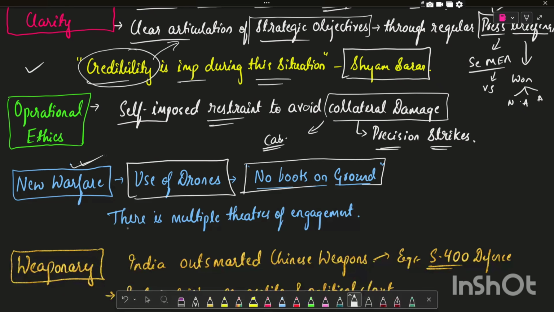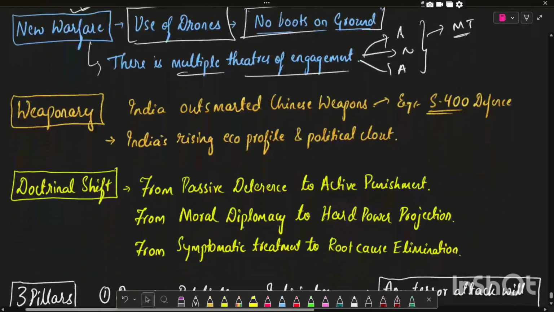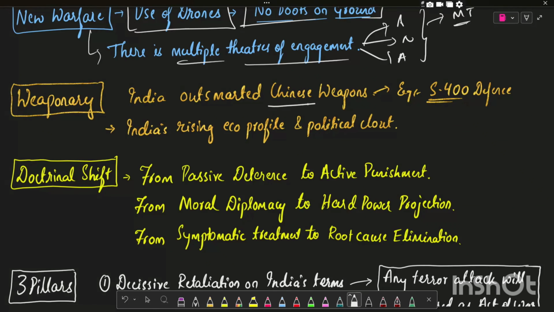This new type of warfare has multiple theaters of engagement, that is Army, Navy, and Air Force. And also in the weaponry, India outsmarted the Chinese weapons, for example, the S-400 defense system, which was procured from Russia.